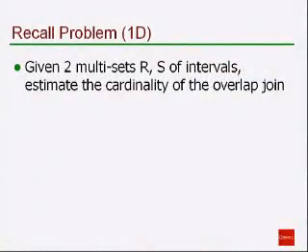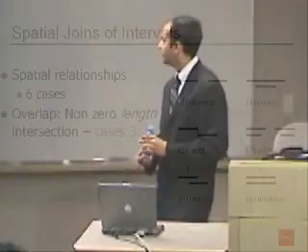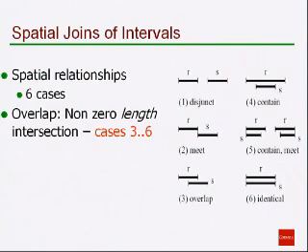So let us see now how one can construct sketches for spatial data. I'll begin with the one-dimensional case. In the one-dimensional case, we're interested in estimating the cardinality of the overlap join of two multisets of intervals. A pair of intervals in one dimension can have 6 possible spatial relationships. They could be disjoint, they could just be touching each other, and so on. There are 6 possible spatial relationships.